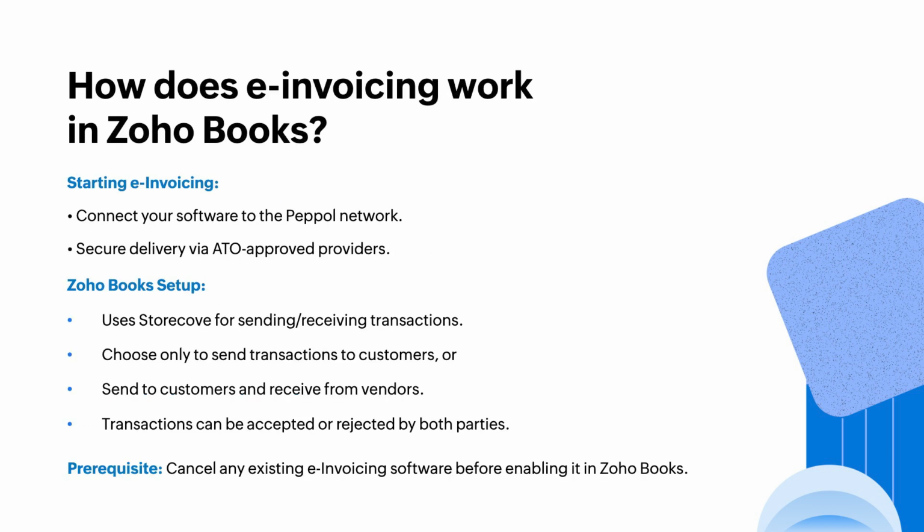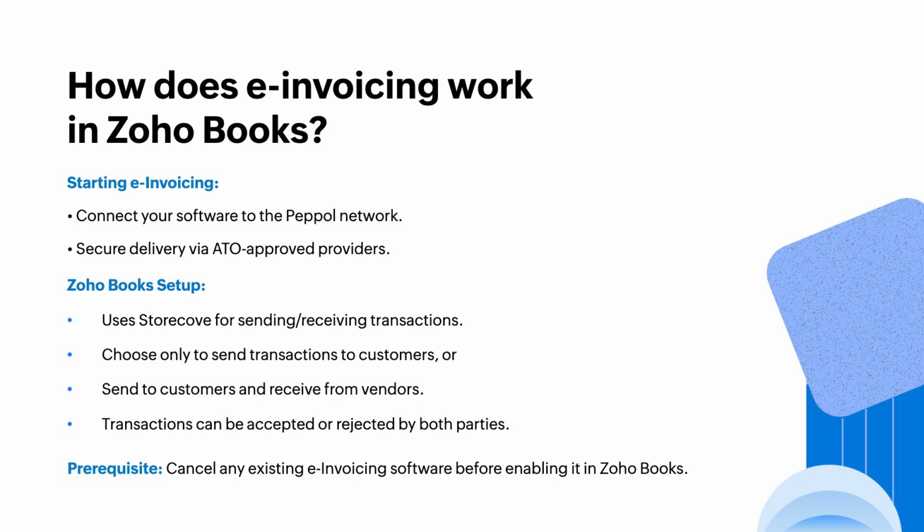Now, let's see how e-invoicing works in Zoho Books. To start e-invoicing, your Zoho Books organization needs to be connected to the PEPPOL network where e-invoices are delivered securely by the ATO-approved service providers. Zoho Books uses Tuco as the access point to send and receive transactions. After you enable the e-invoicing feature, you can either choose to only send transactions to your customers or send transactions to your customers as well as receive them from your vendors based on your organization's plan.